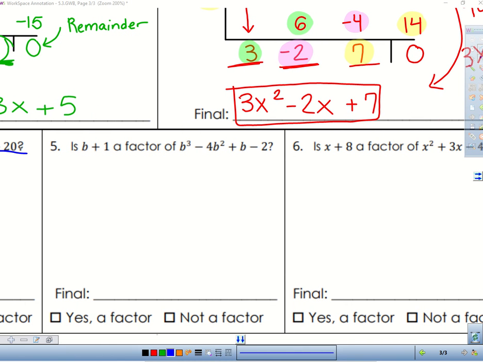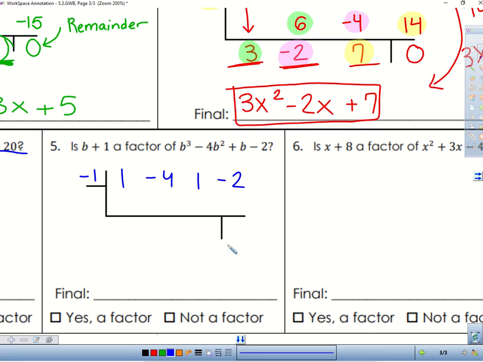So this one here uses b's instead of x's, but the process is identical. So we set up our synthetic division box. What's going to go over here? -1. Good. On the inside? 1, -4, 1, and -2. Very good.